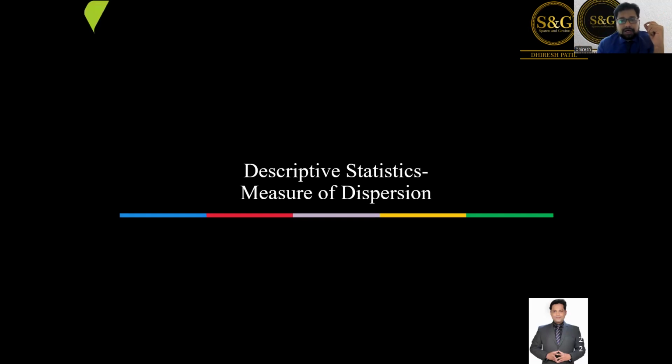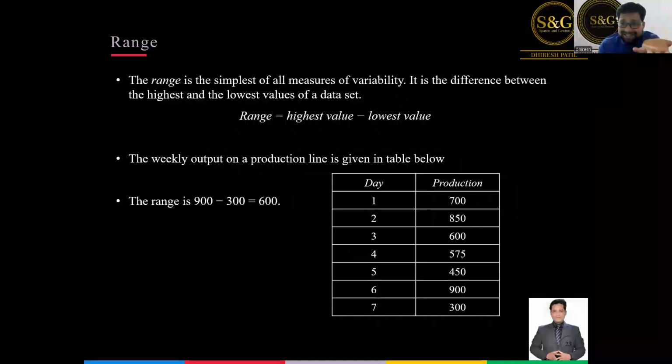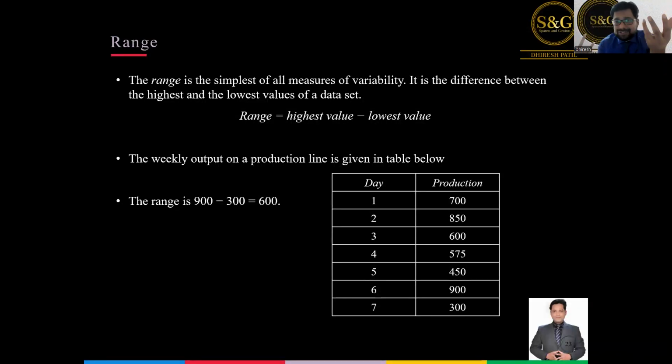The first measure of the dispersion, which is the spread of the data, is the range, which is simply the highest minus the lowest value. Simple. This is a very primitive way of measuring the data. The tallest person in the room and the shortest person in the room, you take the difference. That is called the range. The heaviest person in the room and the lightest person in the room, you take the difference. That is called the range. Very simple.